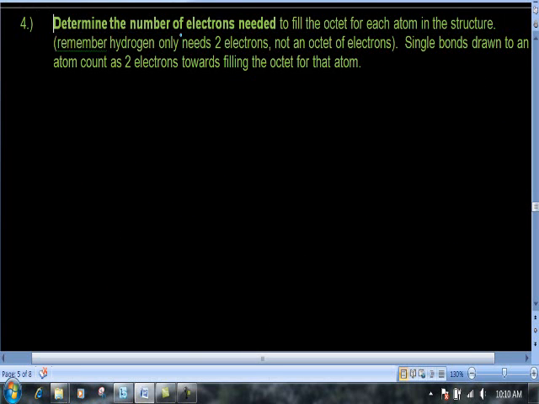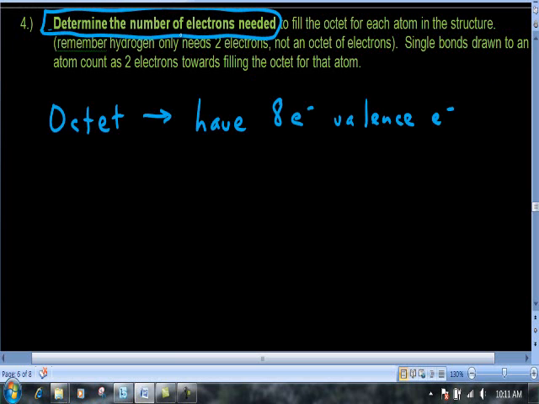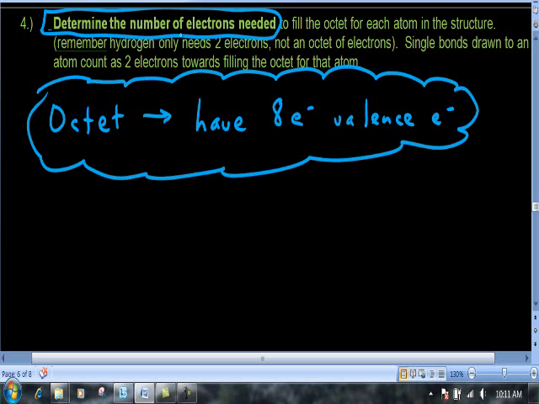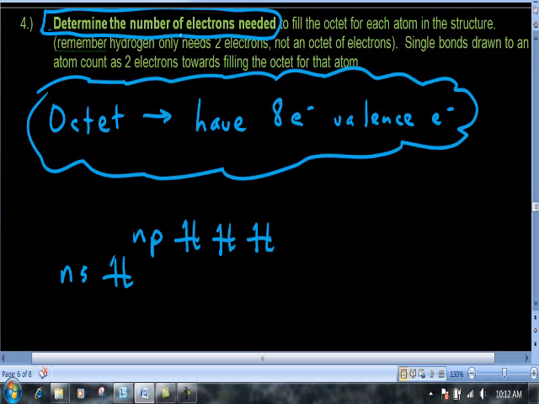Step 4 is now we want to determine the number of electrons needed to complete what's called the octet for each atom in our structure. One of the driving forces in bonding is that atoms are trying to achieve what's called an octet, or reach a state where they have 8 valence electrons. This is one of the reasons molecules get formed from atoms.